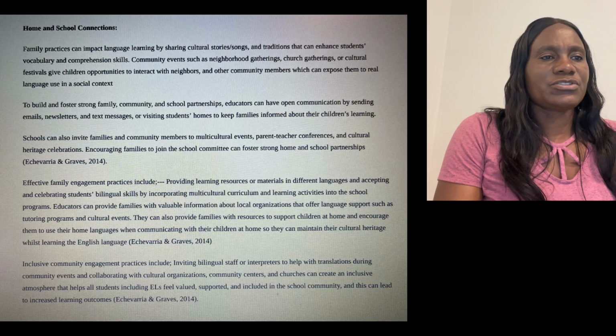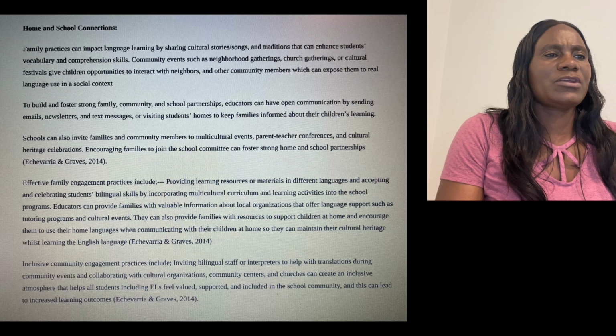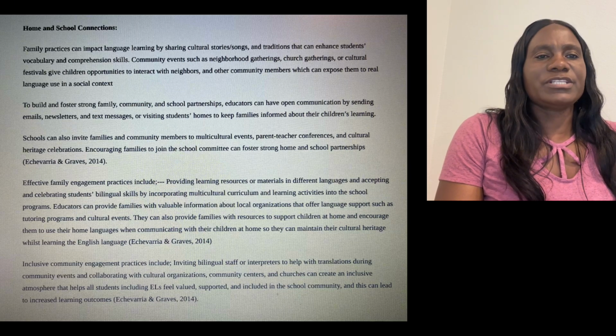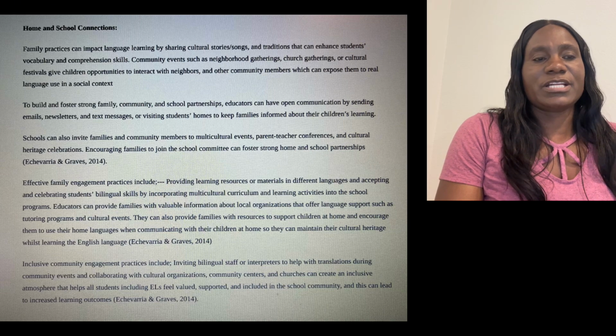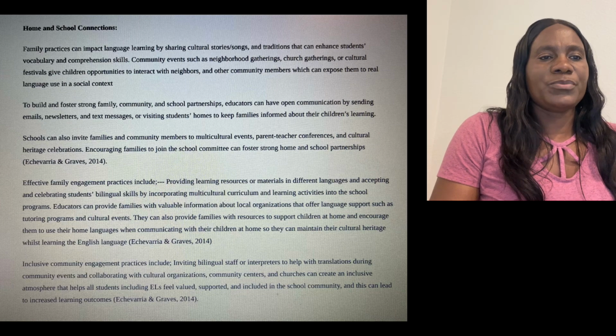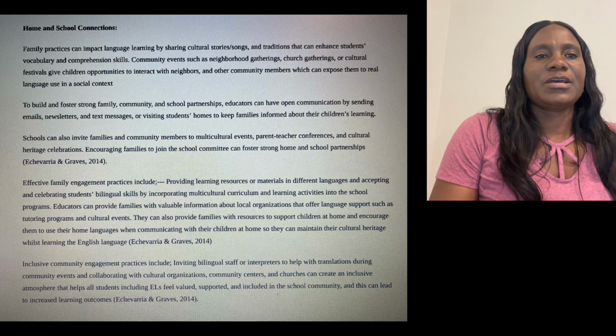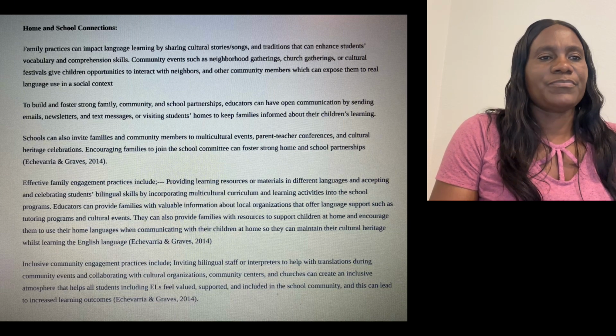To build and foster strong family, community, and school partnerships, educators can have open communication by sending emails, newsletters, and text messages, or visiting students' homes to keep families informed about their children's learning. Schools can also invite families and community members to cultural events, parent-teacher conferences, and cultural heritage celebrations. Encouraging families to join the school committee can also foster strong home-school partnerships.